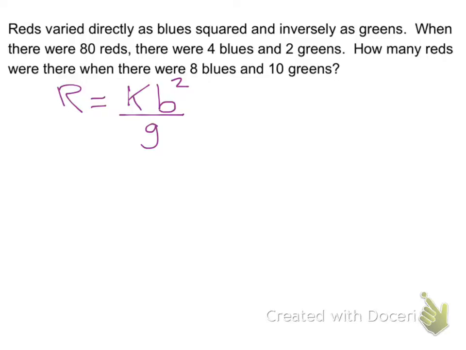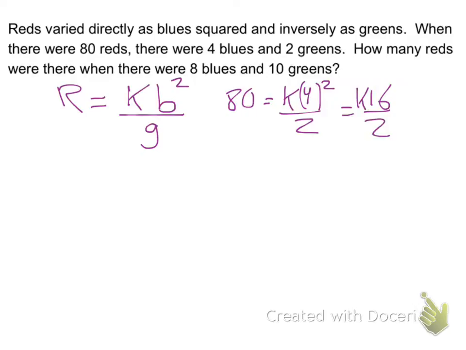There are 4 variables. The next sentence gives us how many of them? 3. It does not give us k. We got to solve for k. 80 equals k times 4 squared over 2. Plug in the right variable into the right spot. Can you solve for k? I would hope so. What's 4 squared? Isn't that 16? And then it's over 2. So this becomes 80 equals 8k. So that means k has to equal 10.